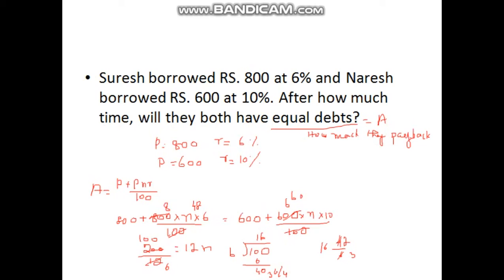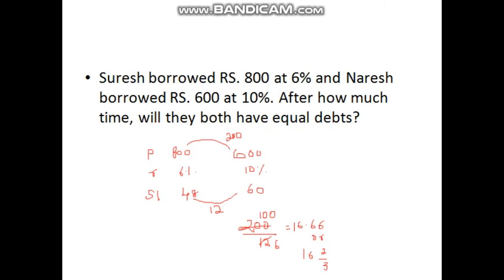Actually, it is quite easy to solve by formula method, but the calculation part will take time. Okay, we'll see the shortcut. In the same question, first write principal 800 and 600, then rate of interest 6%, 10%. Now we will have to find simple interest for 1 year per annum. As we don't know the number of years, we'll use 1 year.